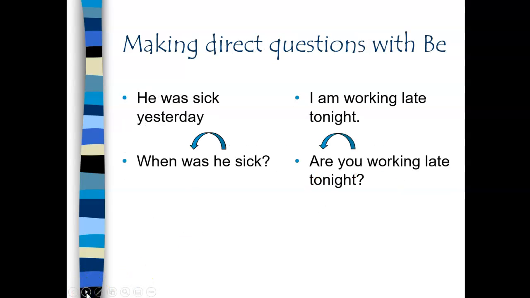So let's have a look. Making direct questions with the verb to be. In my regular sentence, he was sick yesterday. Here's my subject, my verb, and the rest of my sentence. But when I make my question, I just put my verb in front of the subject. So I just move them around, I transform them.